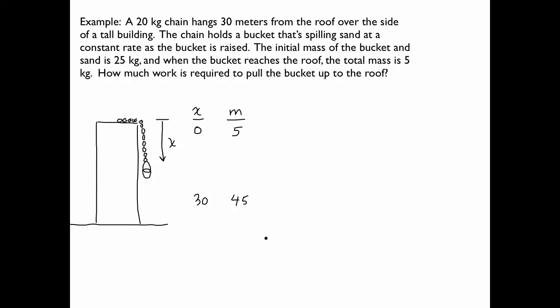So if the sand is spilling out constantly and the chain has a uniform mass per foot or mass per meter, then we're going to assume that this 45 decreases to 5 constantly, okay? So at a constant rate. That 45, because certainly we assume a constant mass per meter for the chain, and then if the sand spills out at a constant rate as we pull, then we're going to assume that this 45 changes to 5 at a constant rate.